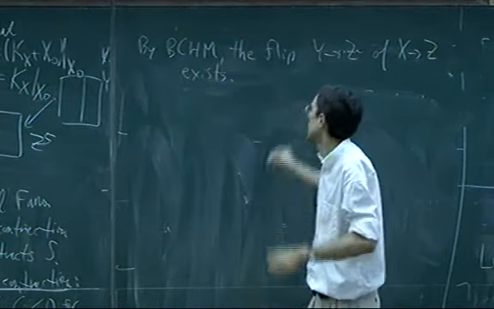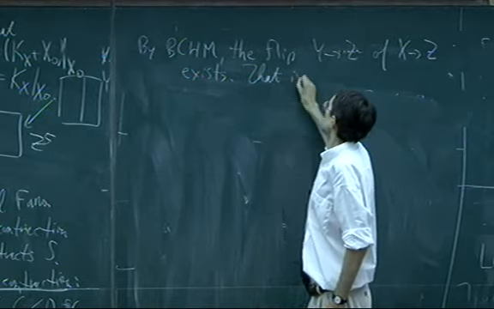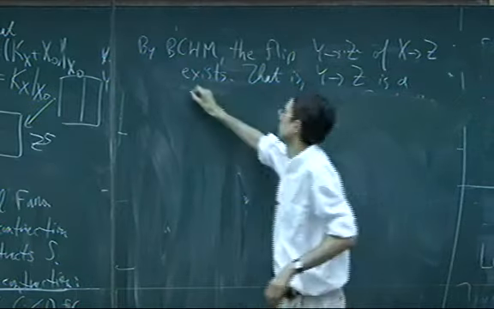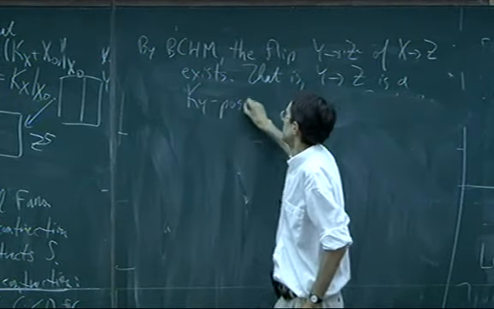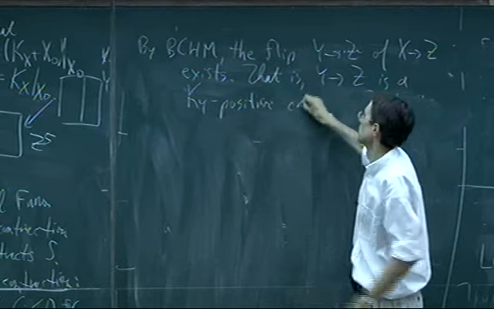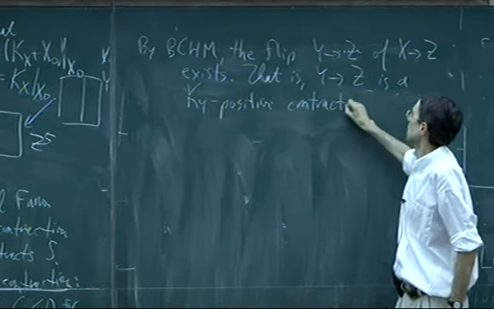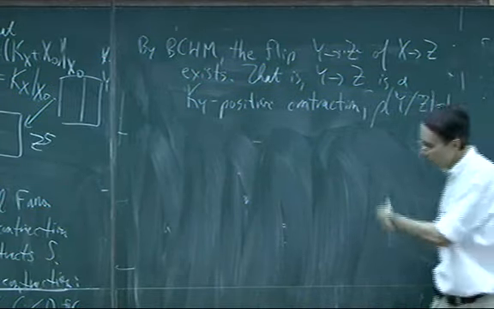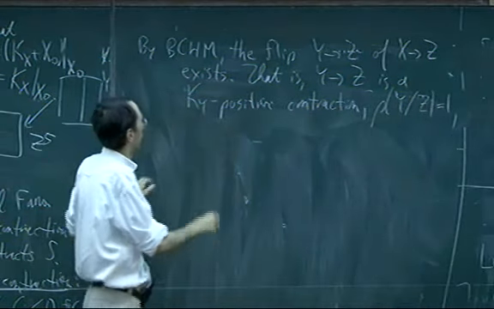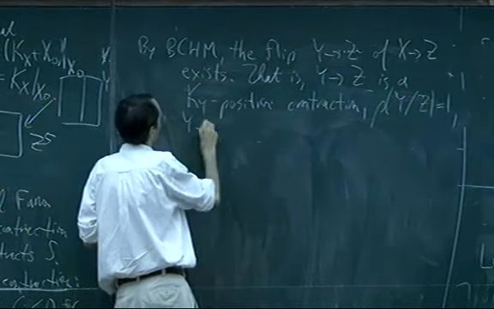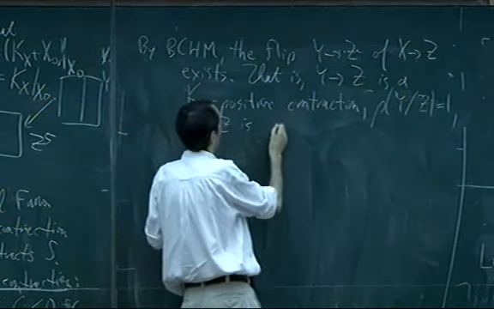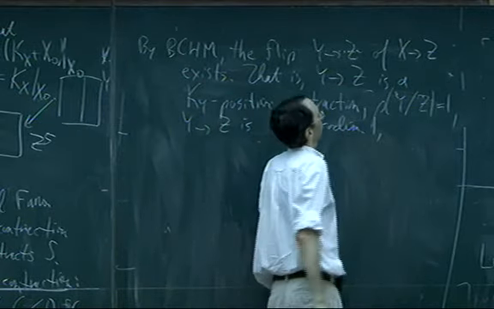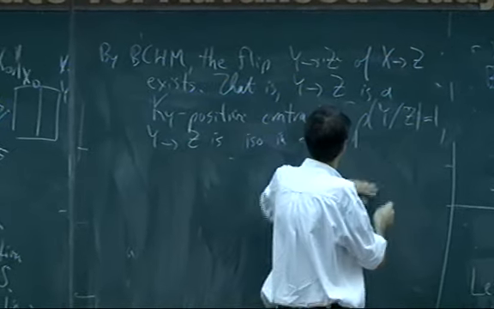So what does that mean? That is, Y mapping to Z is a K-positive contraction. You're contracting curves on which the canonical bundle of Y has positive degree. It also has relative Picard number 1. It's also contracting something of codimension at least 2. So this map is, you could say, iso in codimension 1. You're not contracting any divisors. I guess that's it.